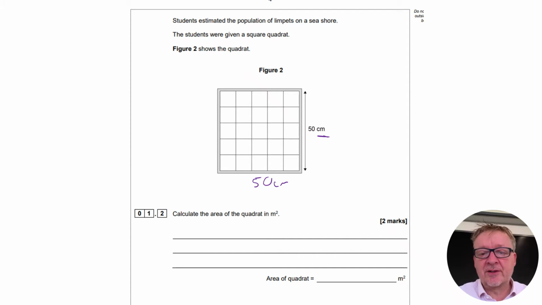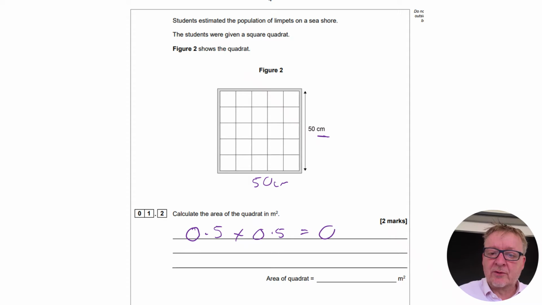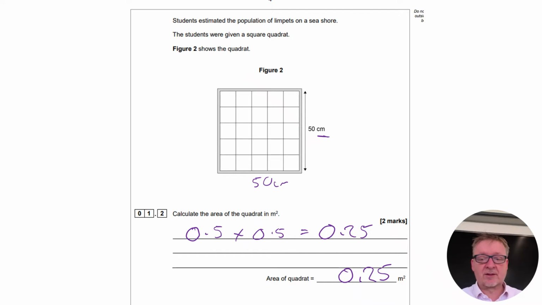Right, so the first thing we need to do is convert both sides into meters. So it's 0.5 meters multiplied by 0.5 meters equals 0.25. Make sure you write your answer in the bottom there, which is 0.25 meters squared. It's quite straightforward, that one.